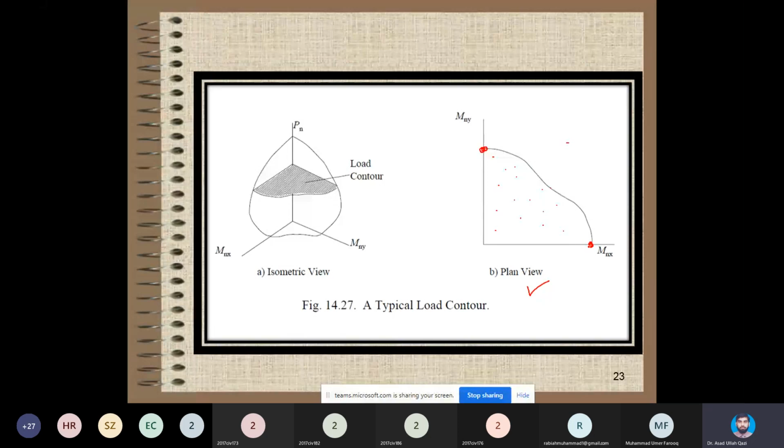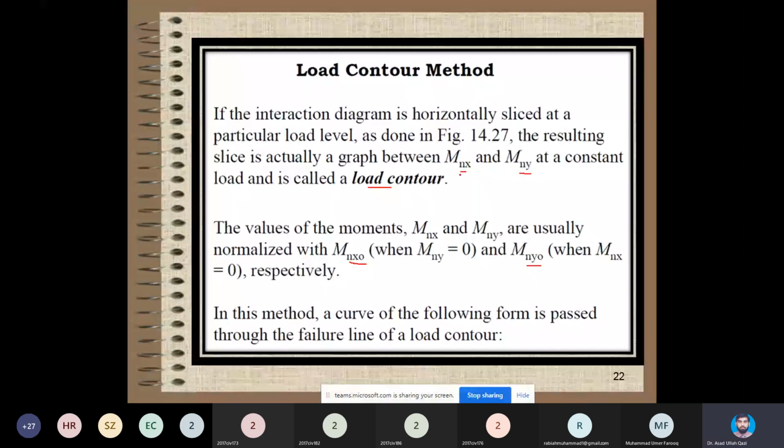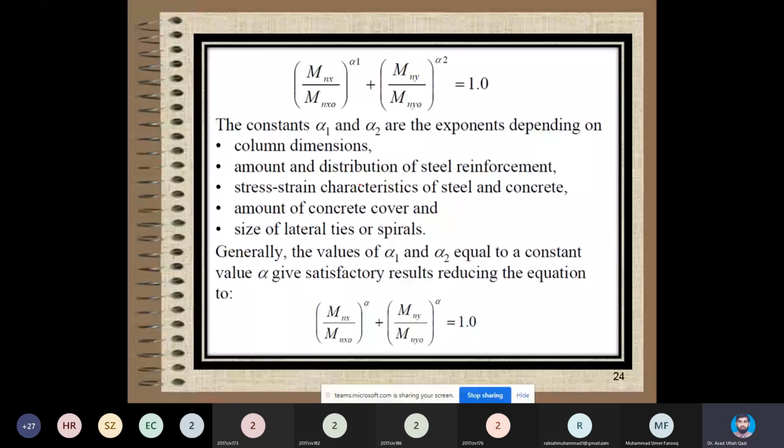So it is mentioned here that if I normalize mnx with the corresponding movement capacity when only ey is present, that is mnx naught, and normalize mny with mny naught when only ex is present, it will be presented like this: mnx divided by mnx naught, a dimensionless ratio without any unit, and mny over mny naught.